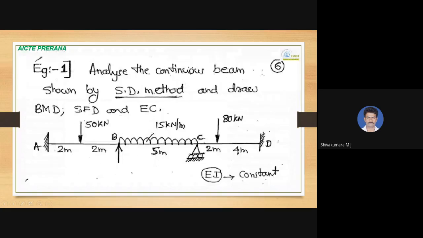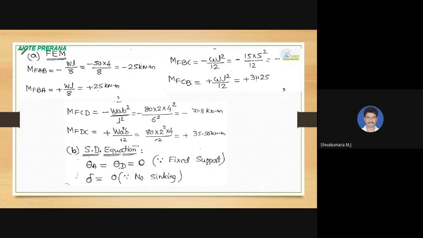Then when it comes to the third span, CD, at a distance of 2 meters from C, it is subjected to minus WAB square by L square and plus WA square B divided by L square. If you substitute, you will get minus 71.11 kilonewton meter and 35.56 kilonewton meter. So we are done with the calculation of fixed end moments. Now we need to calculate the actual moments which will act at different segments of the beam. For that, we have a few known things in this beam: theta A equal to 0 and theta D equal to 0, and there is no sinking in the beam.